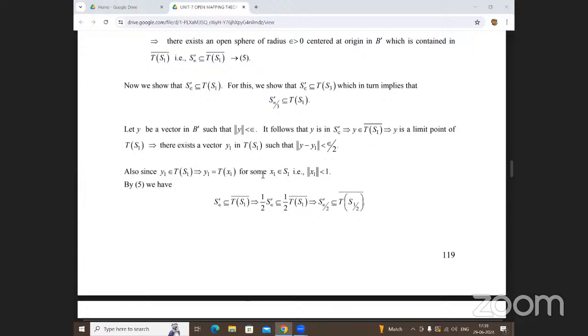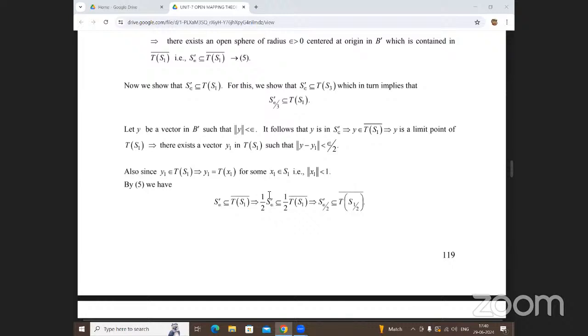So what is the condition on the norm? Norm x1 is less than 1, as we already discussed previously in the first part of the theorem. S'_epsilon is contained in or equal to closure of T(S1). That can also be written by multiplying with 1/2 on both sides: 1/2 S'_epsilon is contained in 1/2 into closure of T(S1). So this is S'(epsilon/2), because 1/2 into S'_epsilon means S'(epsilon times 1/2).